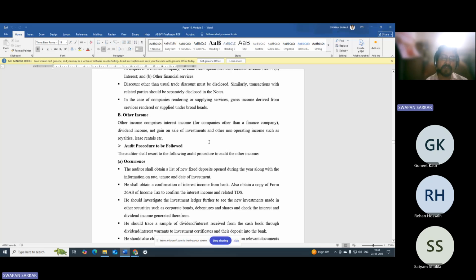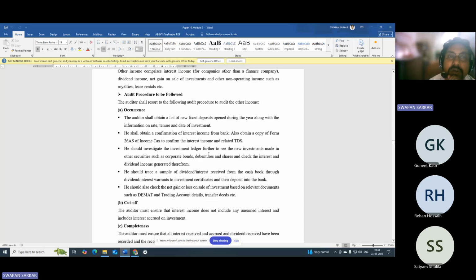The second item that we will now discuss is the other income. Other income comprises interest income for companies other than a finance company, dividend income, net gain on sale of investment, and other non-operating income such as royalty, lease rental, etc. Then, audit procedure to be followed. First of all, to see the occurrence.